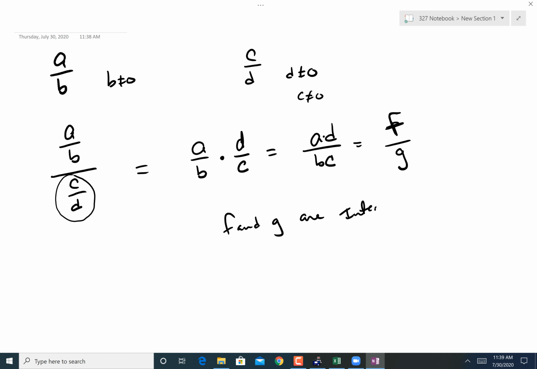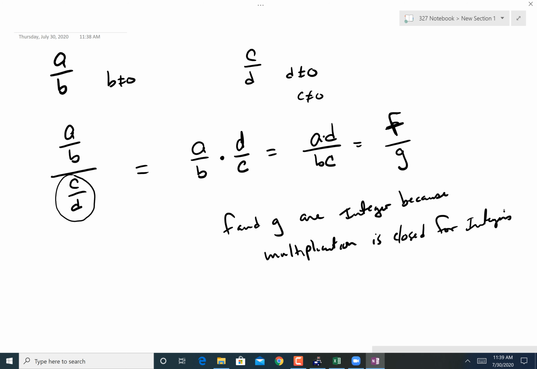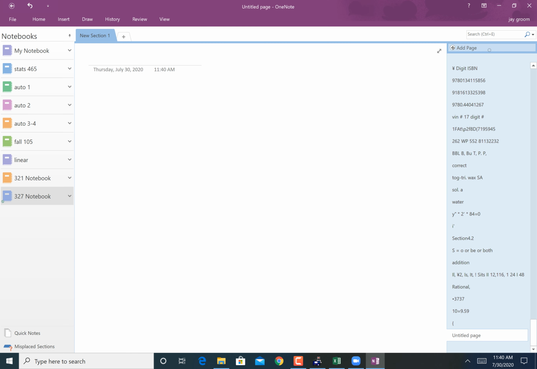And what I want you to do is just spell it out for me. Because multiplication is closed for integers, hence f over g by definition is a rational number. Okay? That's the kind of proof I want. I don't want a long, drawn-out thing, but I want to be able to follow a person's logic through them.